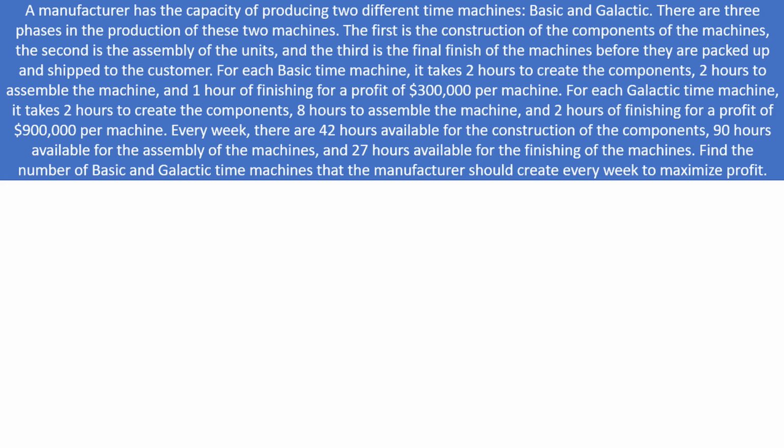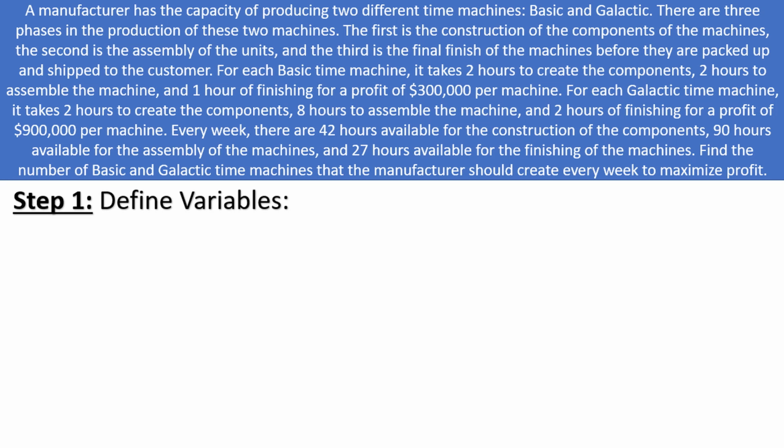Every week, there are 42 hours available for the construction of the components, 90 hours available for the assembly of the machines, and 27 hours available for the finishing of the machines. Find the number of basic and galactic time machines that the manufacturer should create every week to maximize profit. Let's go through the steps.